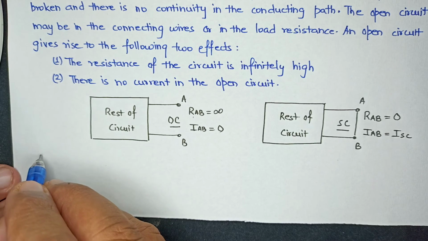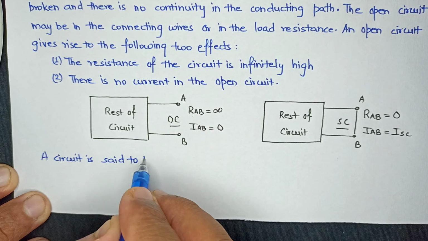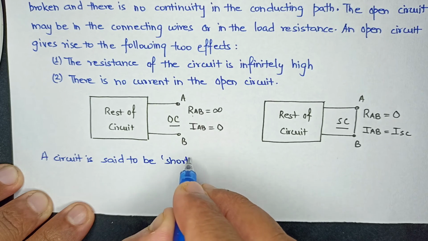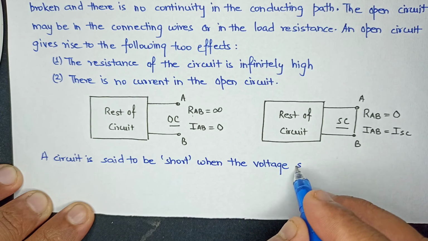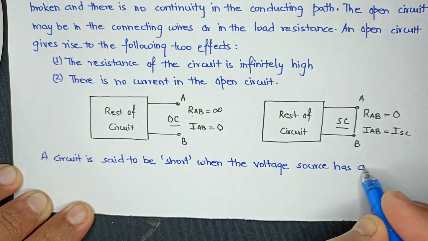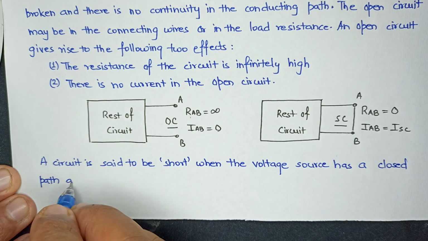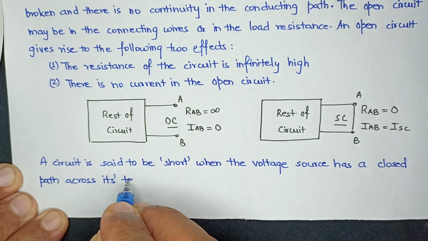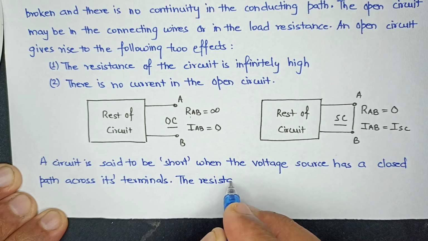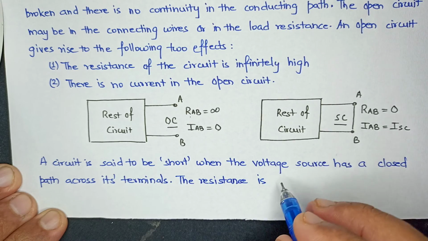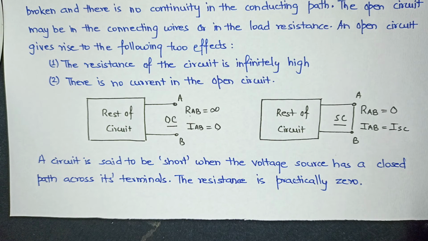So let us write the definition below. A circuit is said to be short when the voltage source has a closed path across its terminals, the resistance is practically 0. So, the resistance in this case is practically 0.